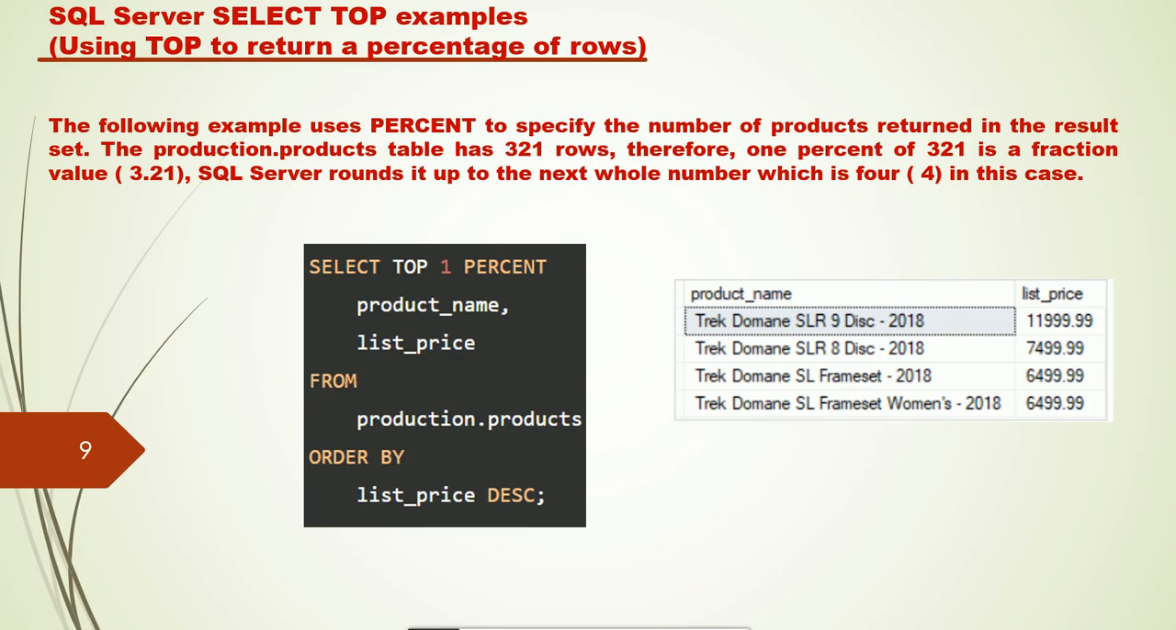Is it clear to everyone how you will retrieve the top records according to the percent? You can use the PERCENT keyword along with SELECT TOP, then the field names, then FROM, table names, and then ORDER BY clause according to the list price in descending order. Clear to everyone? Now we will move to the next slide.